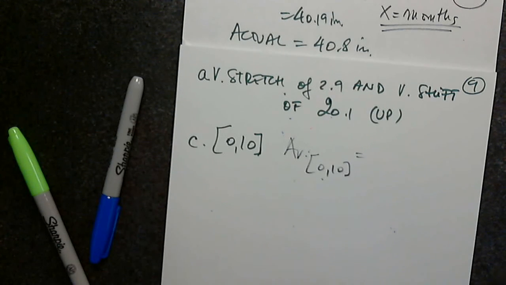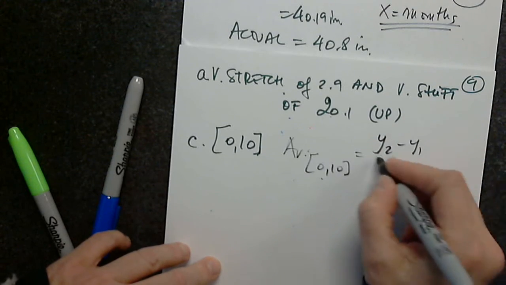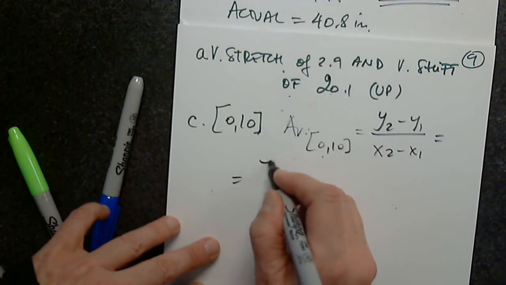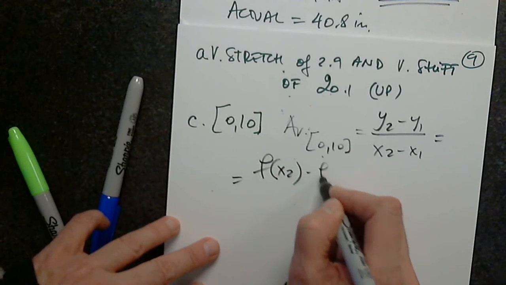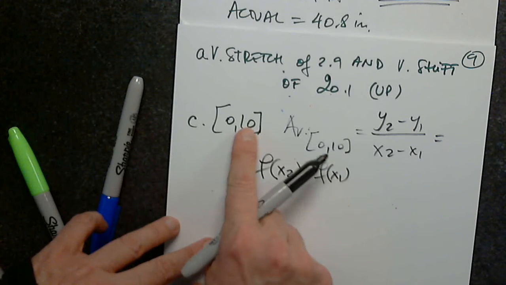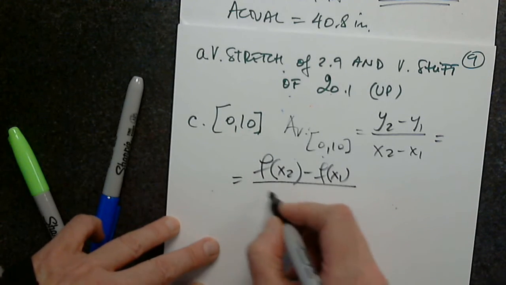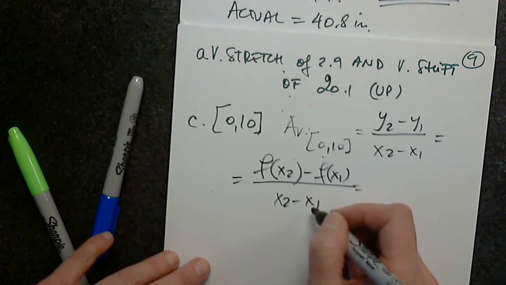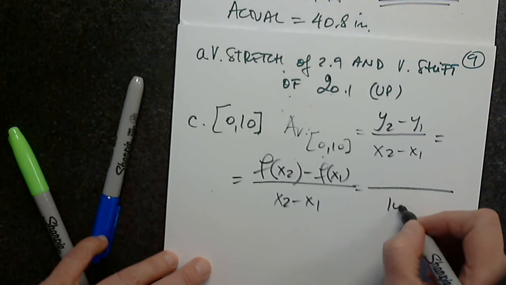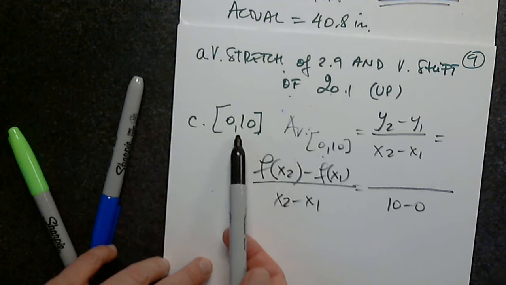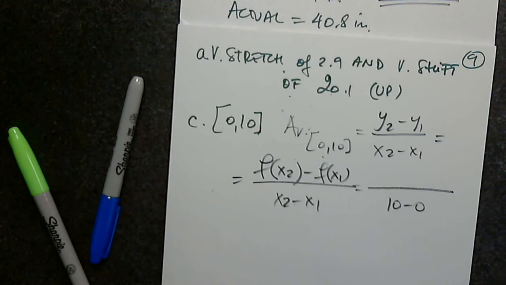Let's write it first. That's perfect. But basically the average rate of change is f of x2 minus f of x1, where this is x2 and this is x1, over x2 minus x1. So x2 minus x1 is easy. That's 10 minus 0. In the function, I have to plug in 10 and I have to plug in 0.